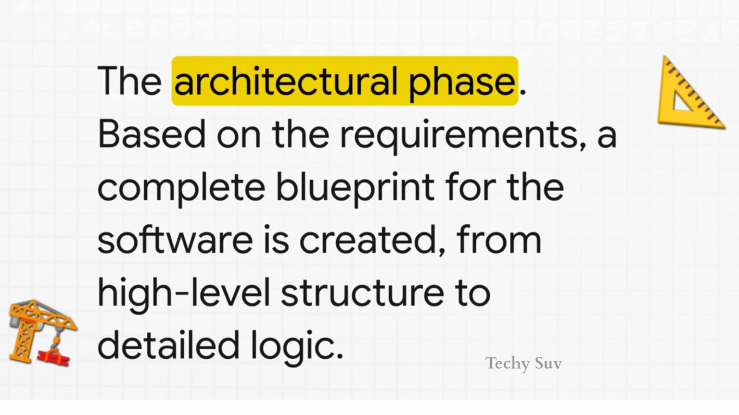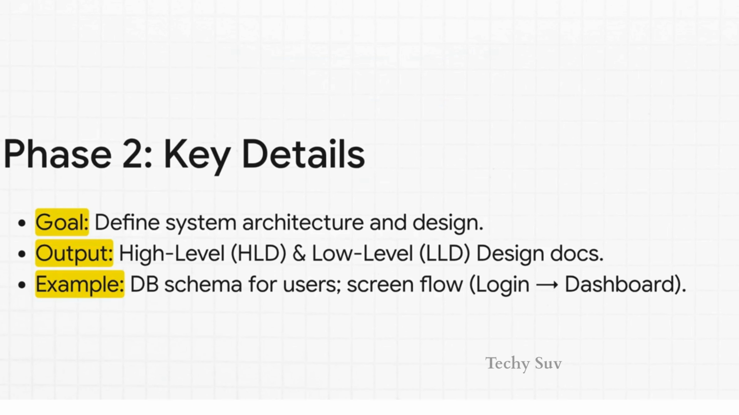All right, with those requirements totally locked in, we flow down to the next phase, system design. You can think of this as the architectural phase, where the actual blueprint for the software gets created. So here, the architects are drawing up both a high-level design, that's the big picture, the overall structure, and a low-level design, which gets into all the nitty-gritty details.